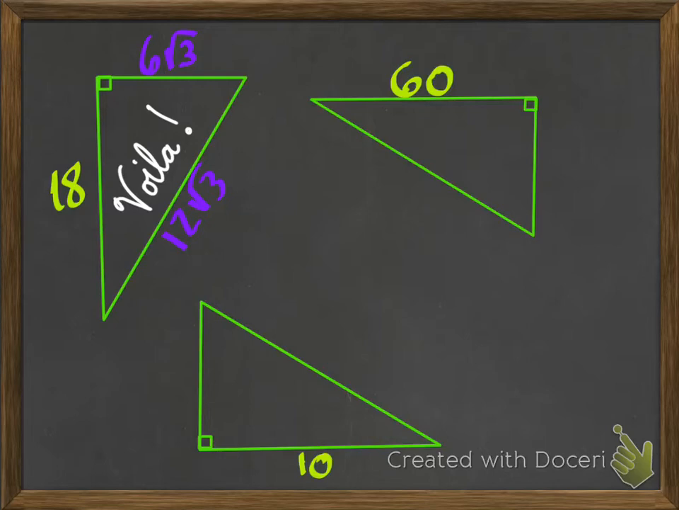60 is the long leg, so what's 1/3 of 60? Yeah, 20. So 20 root 3 is the short leg, and doubling that to get 40 root 3 is the hypotenuse, and you're done. Now, in the third example, 10 is not a number that is evenly divisible by 3. So what? It doesn't matter.